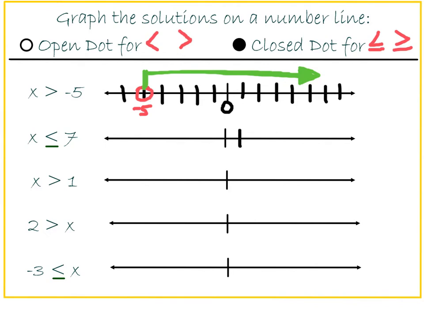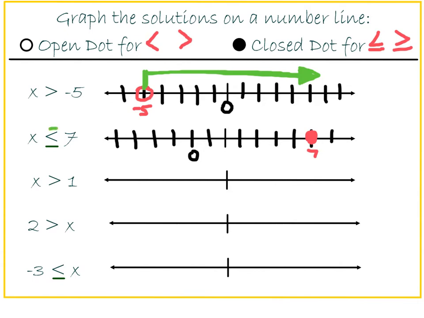Okay, let's go ahead and try the next one. Let's get some tick marks on our number line here, and let's label 0. So x is less than or equal to 7. First thing I want to know is, is 7 a solution to our inequality? Is 7 less than or equal to 7? Since 7 is equal to 7, that means it is a solution. And so when I go to the number 7, here it is, I'm going to put a closed dot to show that 7 is a solution.